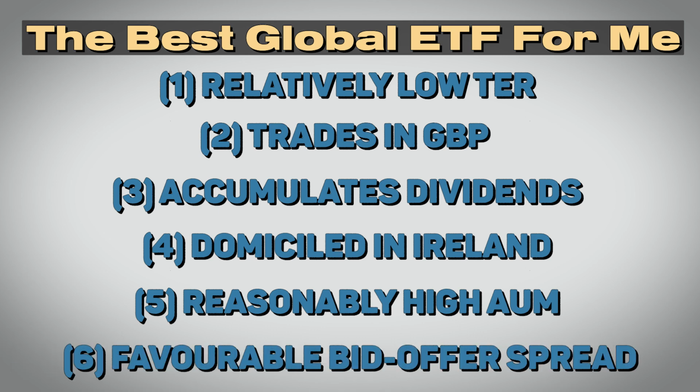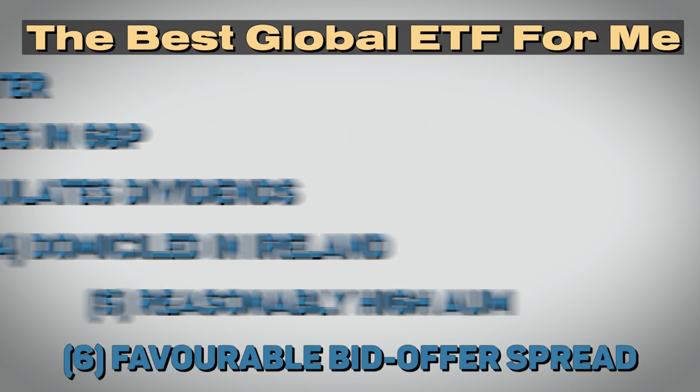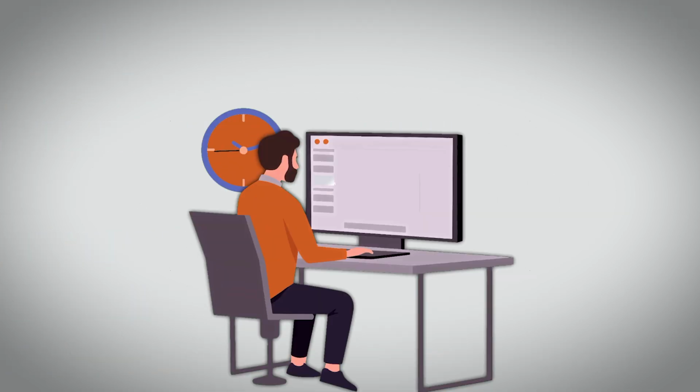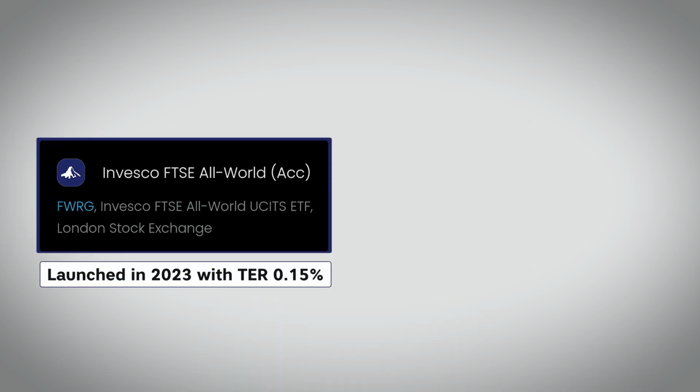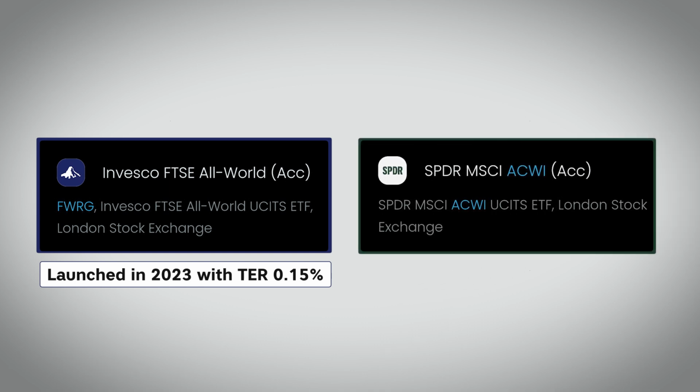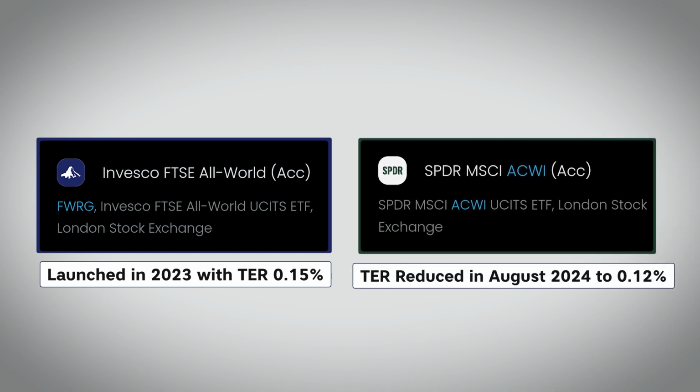I really like the increased competition in the ETF space now, as it's always a good thing for us retail investors. Last year we had Invesco launching a FTSE All-World ETF undercutting Vanguard, and then this year we've had SPDR undercut Invesco with their ACWI ETF. So fees do seem to only be heading in the right direction at the moment.